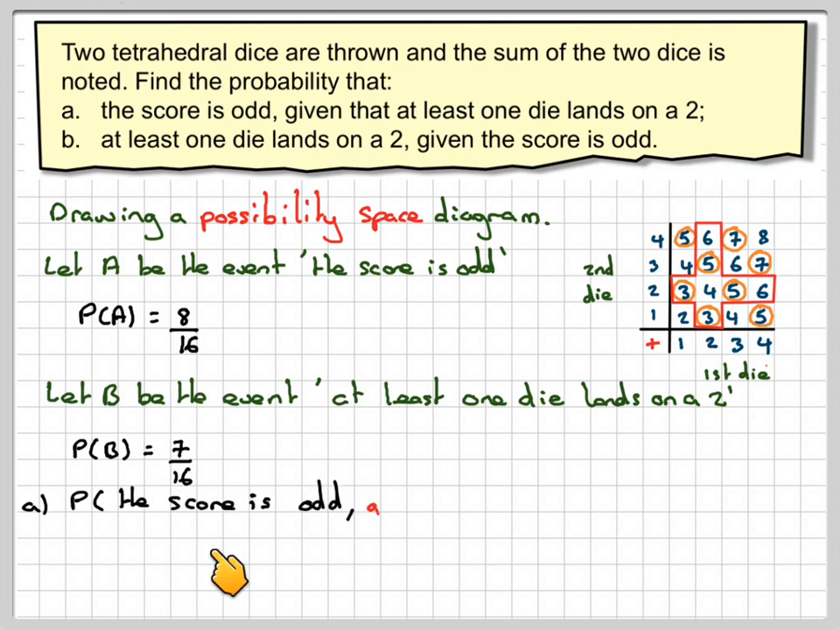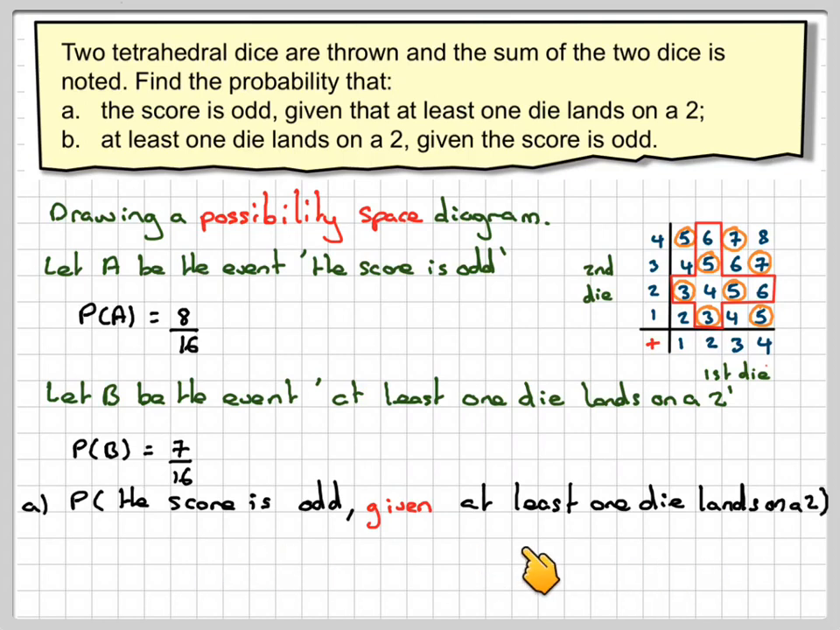The probability the score is odd given at least one die lands on a 2. So that was event A, that was event B, so that would be written as A given B, and from the formula for conditional probability, that's the probability of A and B divided by the probability of B. Remember, these two here should be the same at the end.